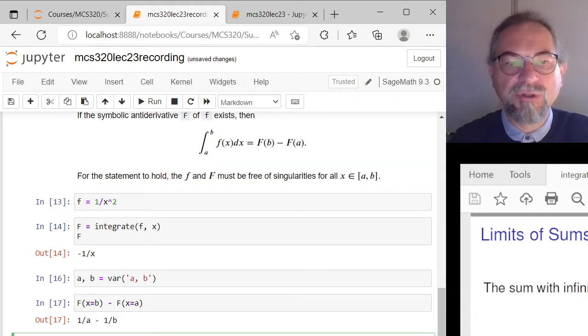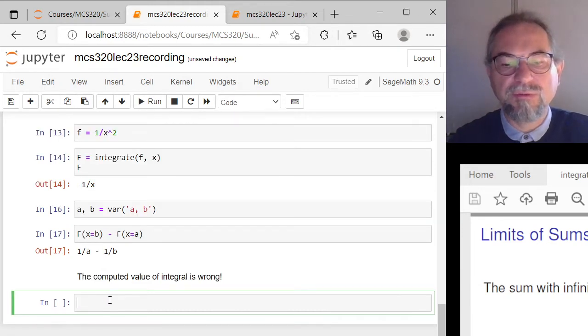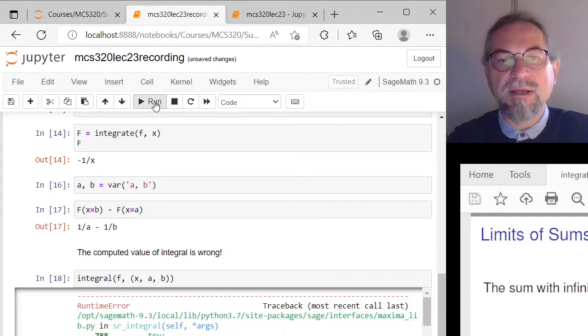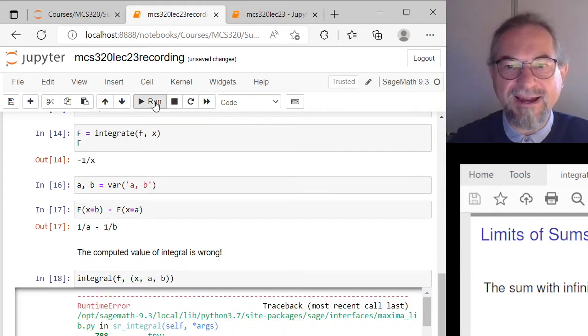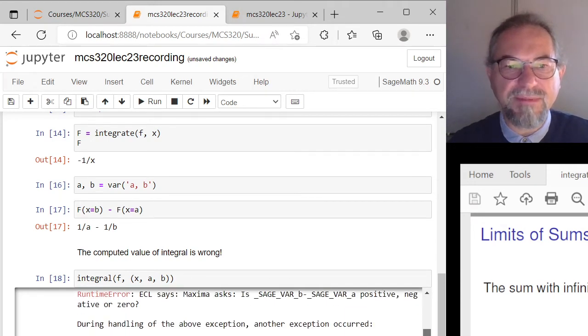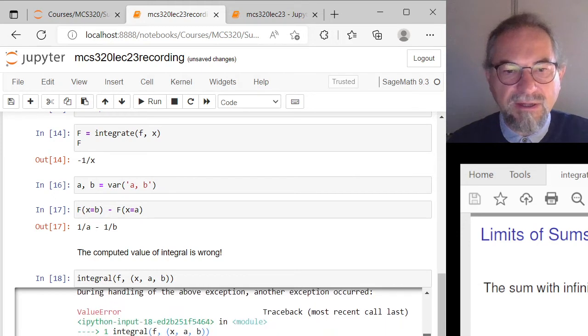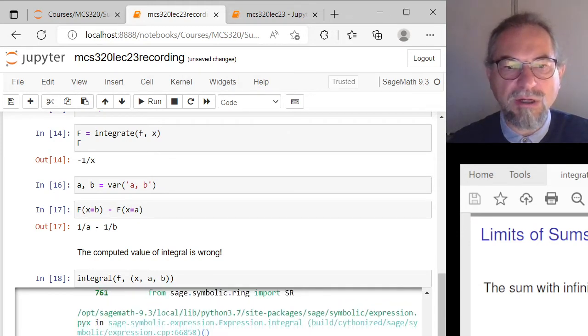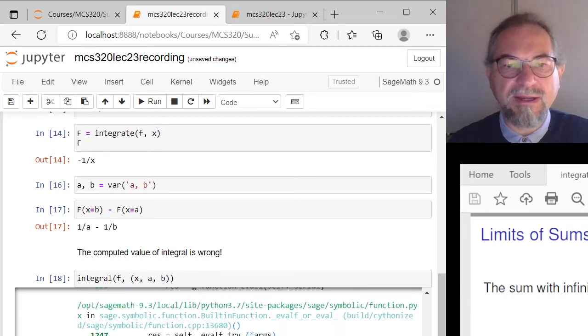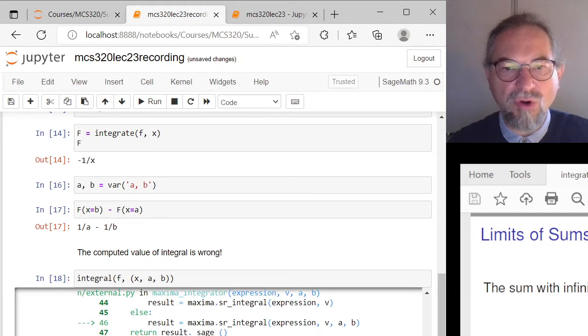And Sage actually knows this, so let me do the integral of f for x, a, and b. And here you see that Sage is quite angry at us for asking this, so it gives us rather aggressively a runtime error. But looking through the messages, we may get a hint of where it went wrong.